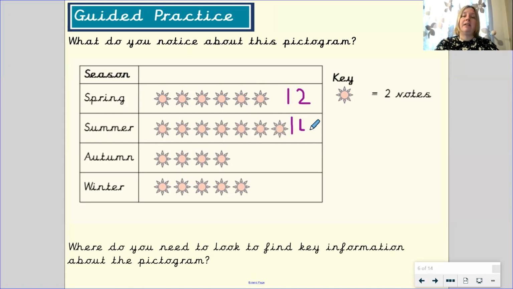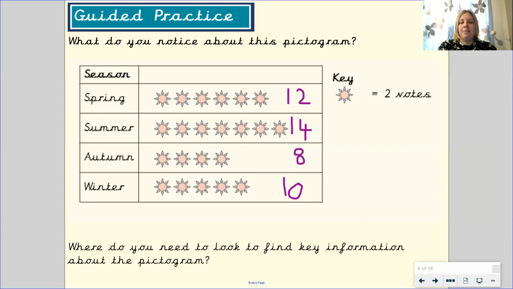So I can write that here so that I know that 14 people liked summer best of all. Let's count autumn. Count with me. 2, 4, 6, 8. So 8 people liked autumn. So I'll write my number 8 here. And now we're going to count how many people liked winter. Count with me. 2, 4, 6, 8, 10. So 10 people liked winter.